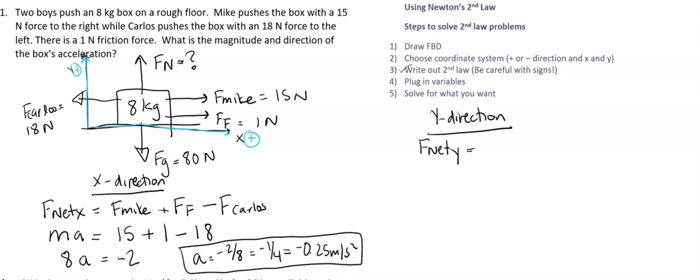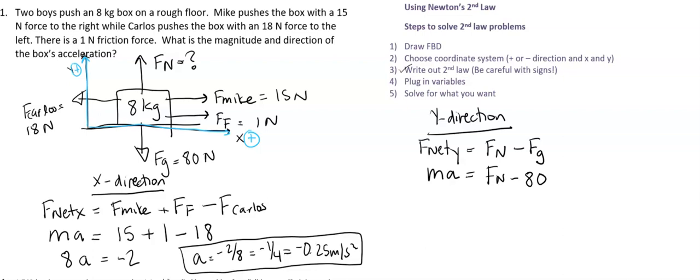And again, we're writing out the second law now in the y direction. So we have Fn is positive, that is up. Fg is going down, that is negative. So I'm going to say Fn minus Fg. Fnet we know is always mass times acceleration. Fn we want to find.